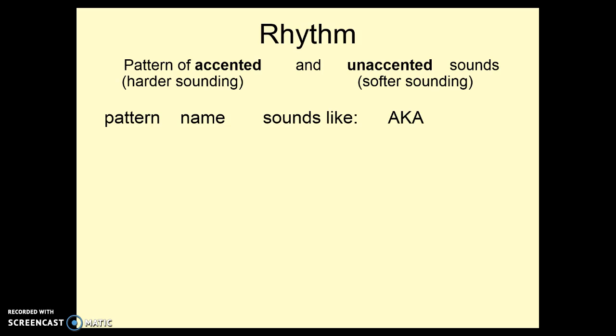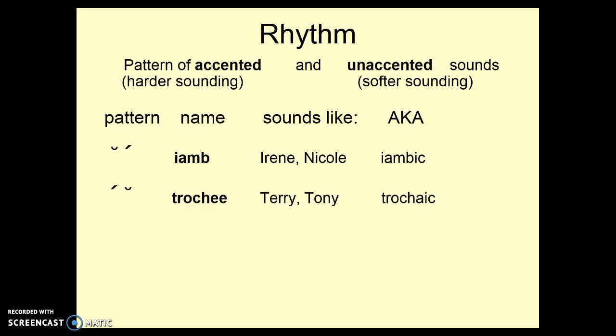So when we look at the pattern of where the accents fall in normal patterns of speech in English, we can look at the rhythm of a word. My name is an iamb, and that's because the hard part of this word is on the second syllable. My name is two syllables, Nicole, and I emphasize the last part of my name. Whereas a trochee sounds more like the name Tony. It's harder on the first part.